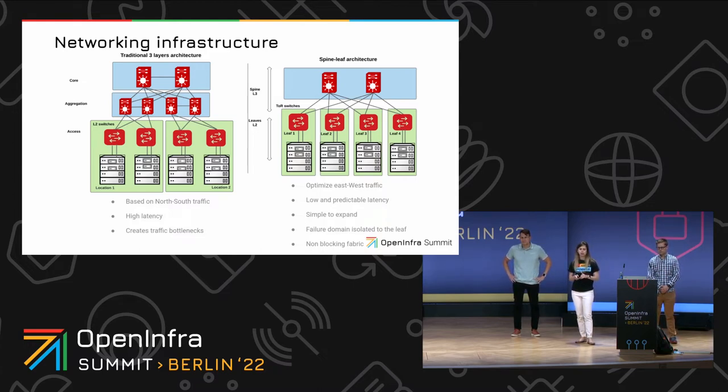The traditional three layers is based on north-south traffic, and with clouds and container workloads, the most common type of traffic happening there is east-west, and spine-leaf can be a better fit for that. When we analyze how a packet travels from a server in location one, it has to go through two aggregation switches and one core in order to communicate with another server in location two. This increases the latency and also creates traffic bottlenecks.